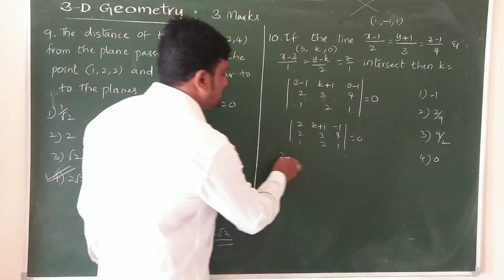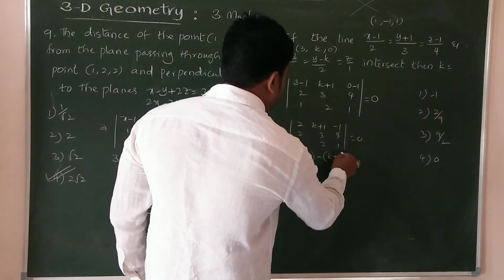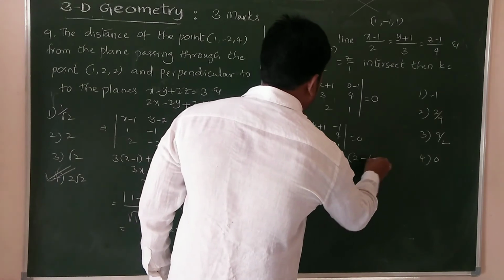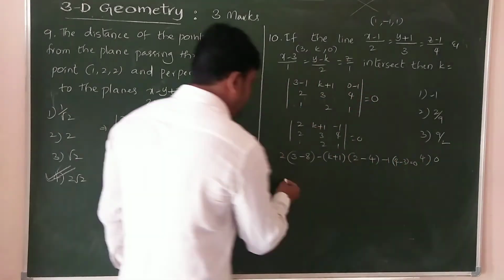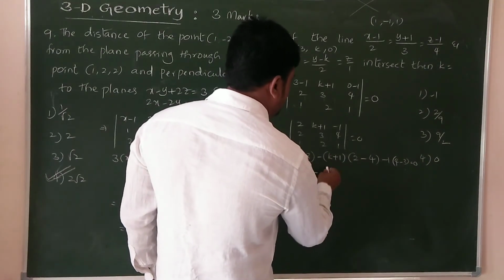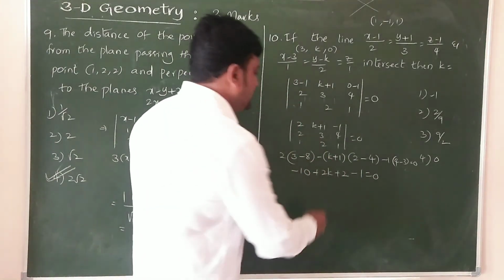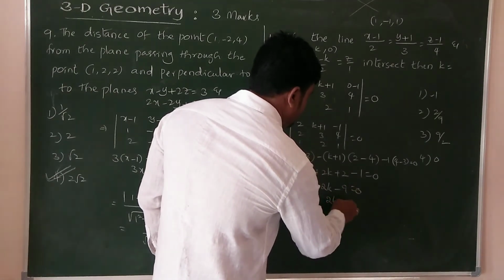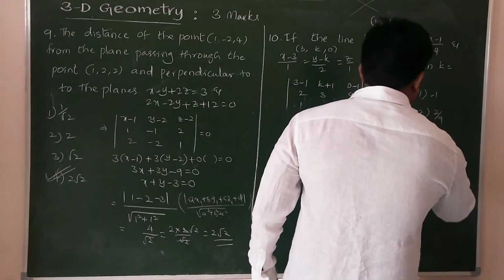Okay, now here 2 into (3 minus 8)... minus (k plus 1) into (2 minus 4)... minus 1 into (4 minus 3) equals 0. Yes. Now it is minus 5 into 2, minus 10, minus 2 into k... plus 2k plus 2 minus 1 equals 0. Okay. Then 2k minus 9 equals 0. Then 2k equals 9. Then k equals 9 by 2. Which option? Third option. Okay.